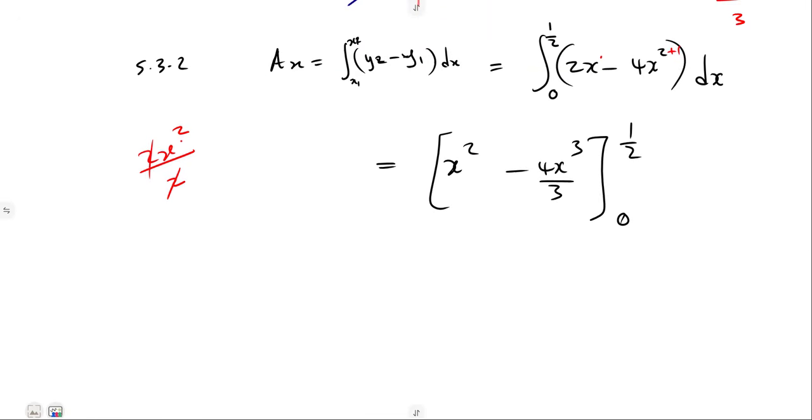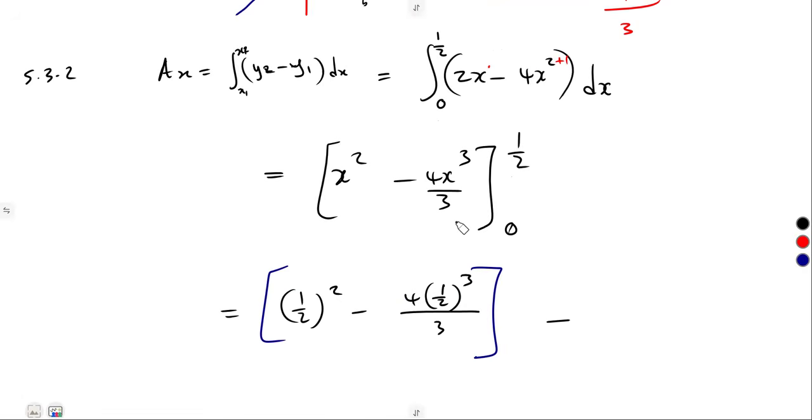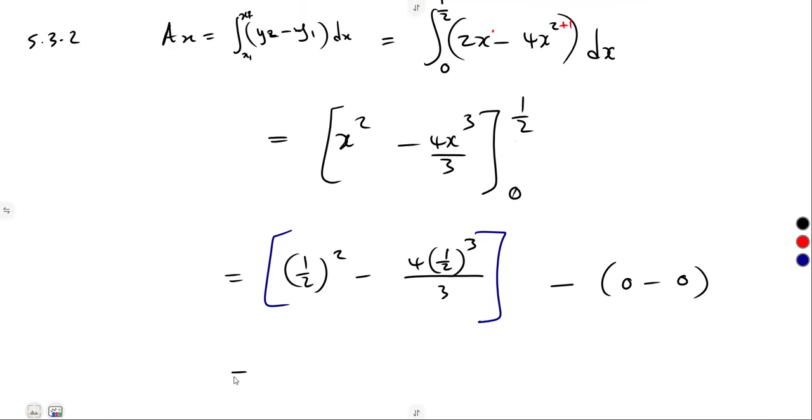Using these limits, we can simply substitute and find our area at the end bounded by the two graphs. Upper limit in place of x: 1 over 2 squared minus 4 times 1 over 2 cubed over 3. So this is the upper value minus the lower value when x is equal to 0. That's simply 0 minus 0. So that was simplifying this from what we have.